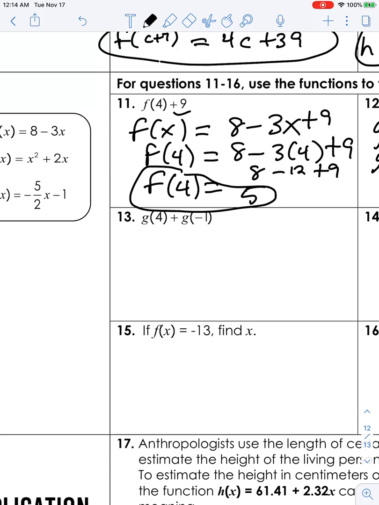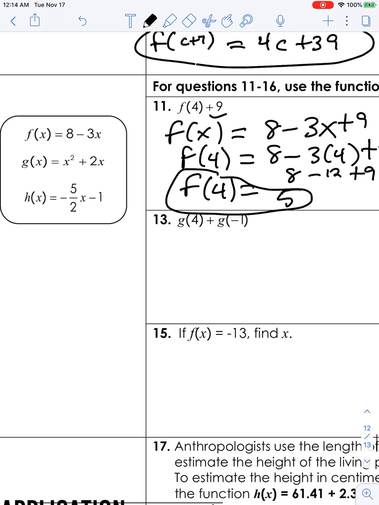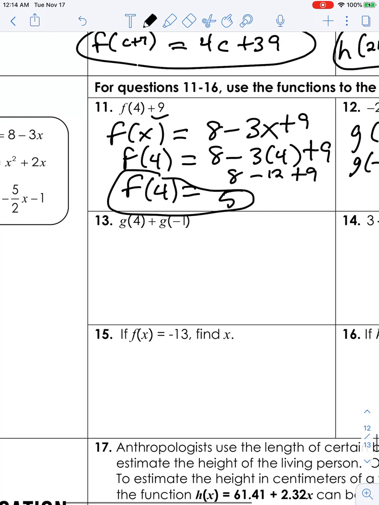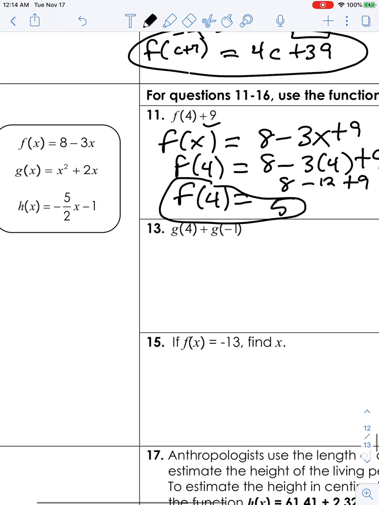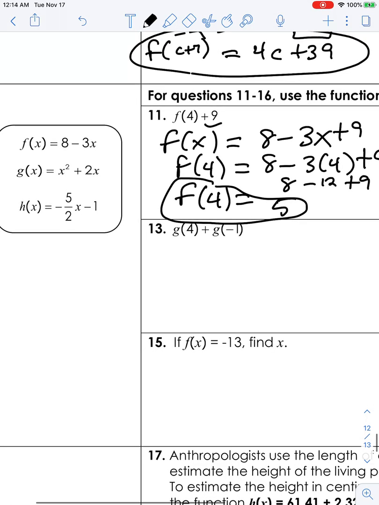All right. Now, number 13 is getting pretty complicated. So I'll go over it, but you're probably not going to be tested on this. So you can probably scroll on through this problem unless you're just curious and you want to see how it's worked.